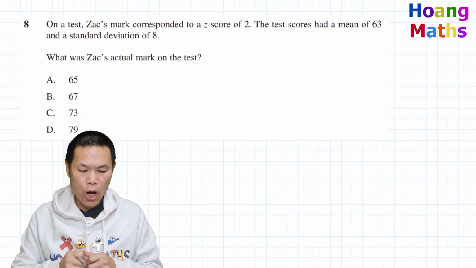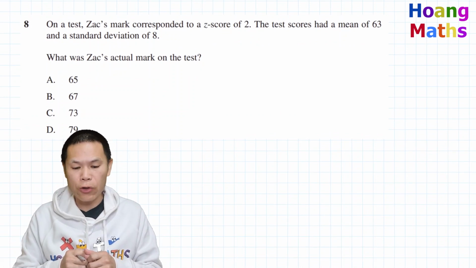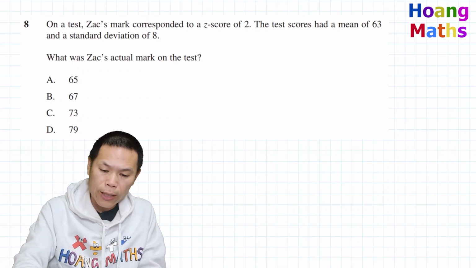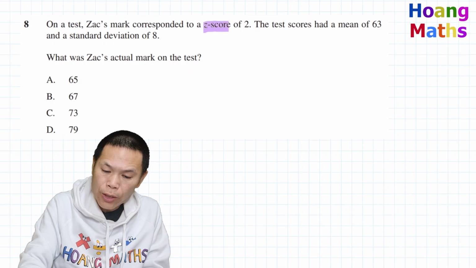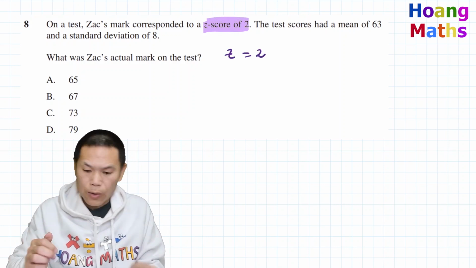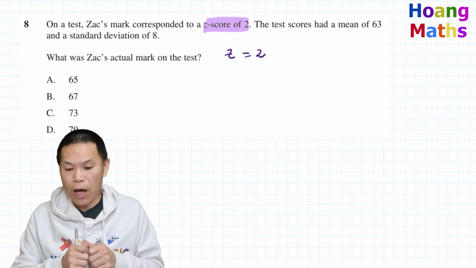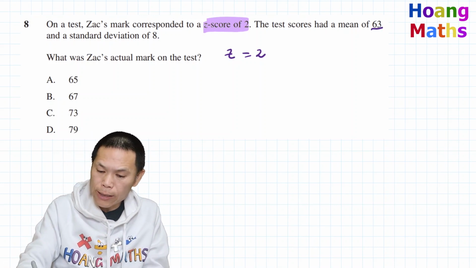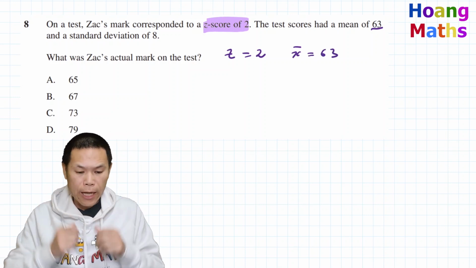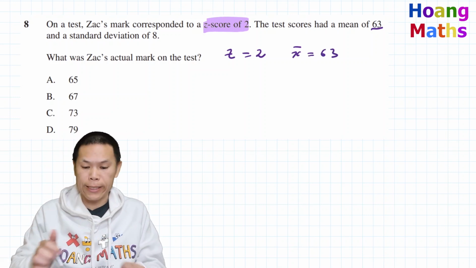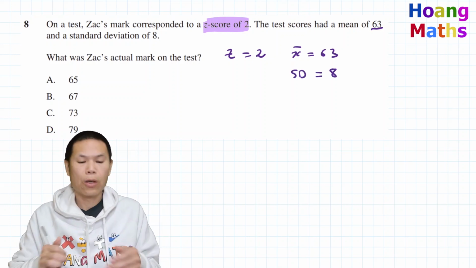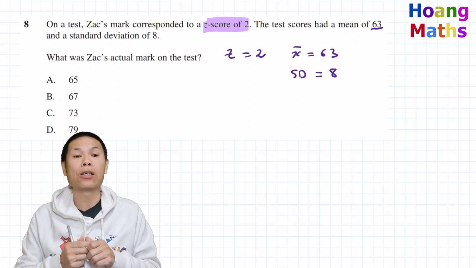Question 8. On a test, Zach's marks corresponded to a Z score of 2. So first of all, we know that his Z score is 2. Let me write this down: Z is equal to 2. The test score has a mean of 63, so X bar is 63, and a standard deviation of 8, so SD is equal to 8. What was Zach's actual mark on the test?